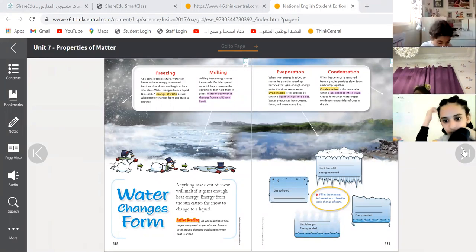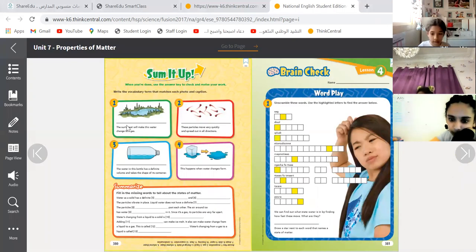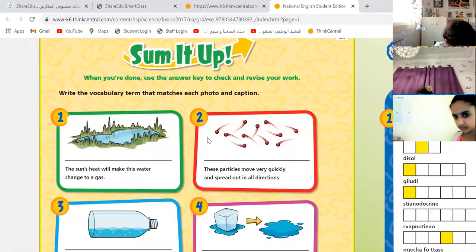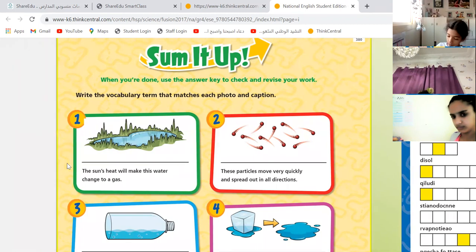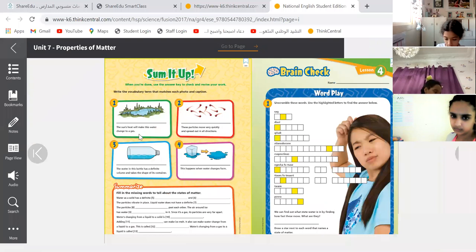Wait, teacher. You have to choose. We still have 15 minutes, so we can do that. But please, guys, I need you to write down very quickly, or you may wait for the answer key later, okay? Now, first of all, number one, write the vocabulary term that matches each photo and caption, all right? Now, listen to the caption and look at the photo.